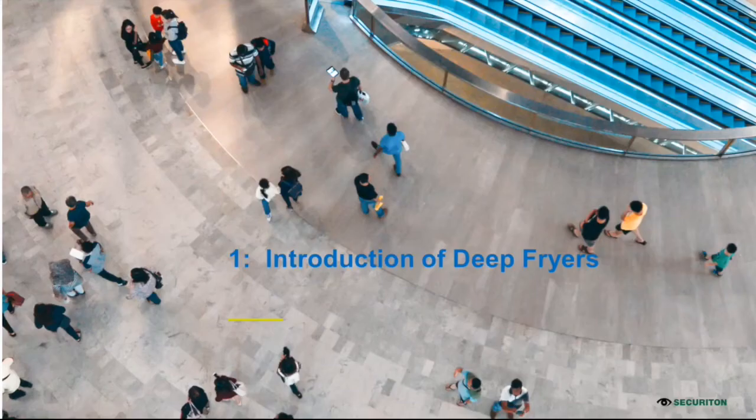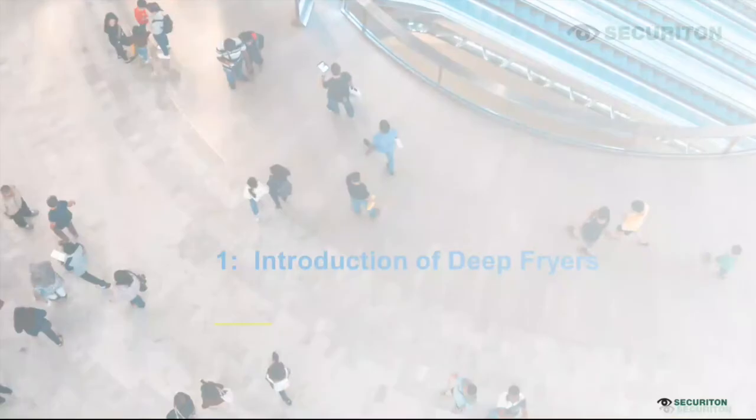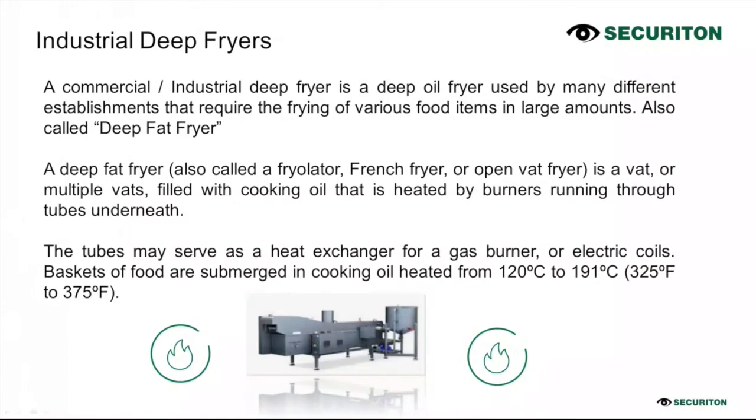With that note, let's go into our introduction for today, which is deep fryers. What are industrial deep fryers? Deep fryers, or as we also call them, commercial or industrial deep fryers, are deep oil fryers used in many different establishments that require the frying of various food items in large amounts. This is also called a deep fat fryer.